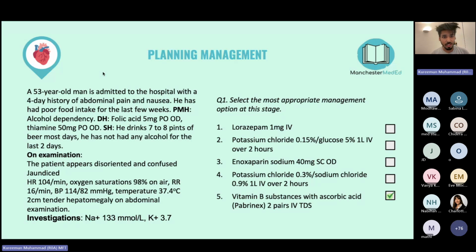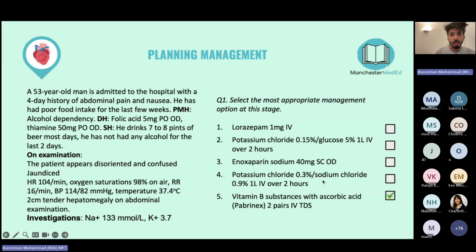So the correct answer is Fabrinex. The main reason is that we know he's got alcohol dependence, and we know he has not consumed alcohol for the past 2 days. This puts him at risk of Wernicke's encephalopathy, because he has not been having his daily thiamine, which he should have been taking long term, which is basically vitamin B supplements. Plus, he has not been consuming alcohol either. Those two factors make him more at risk of Wernicke's encephalopathy, and this is more important to manage.